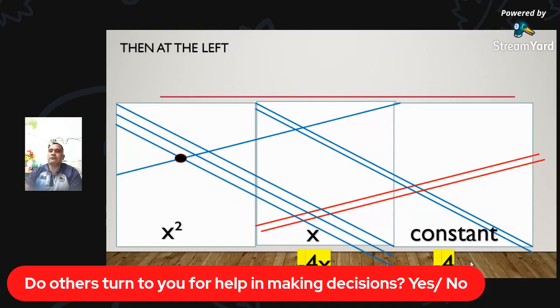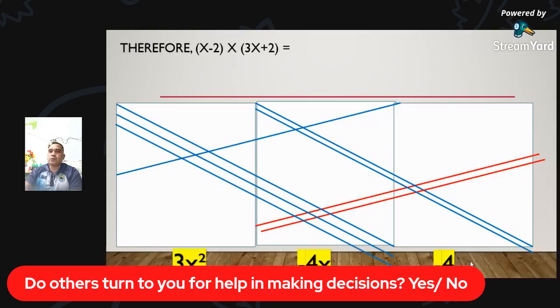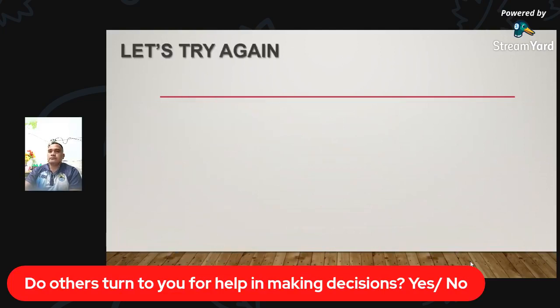Then at the left, we have 1, 2, 3. Since they have the same color, that is positive, so we have 3x squared. So now, x minus 2 multiplied to 3x plus 2 is equal to 3x squared minus 4x minus 4. So do you have questions? So let's try again.